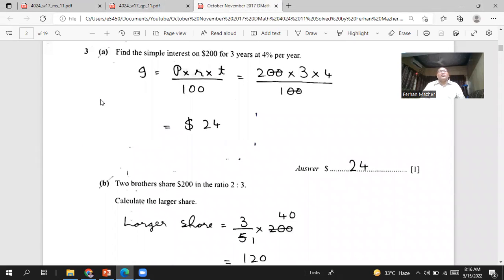The principal amount is 200, the rate is 4%, the time is 3 years. So PRT divided by 100, so 200 multiplied by 3 multiplied by 4, the zeros are cancelled. 4 3s are 12, 12 2s are 24. So $24 they will get.